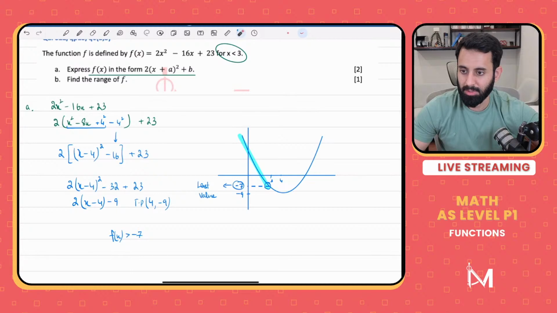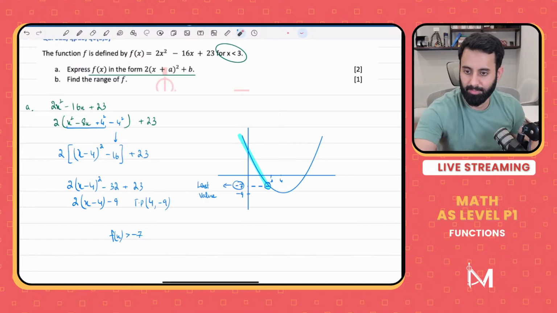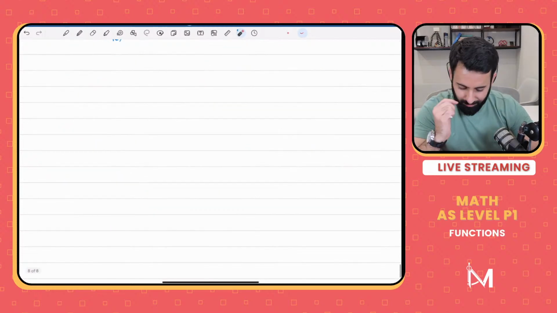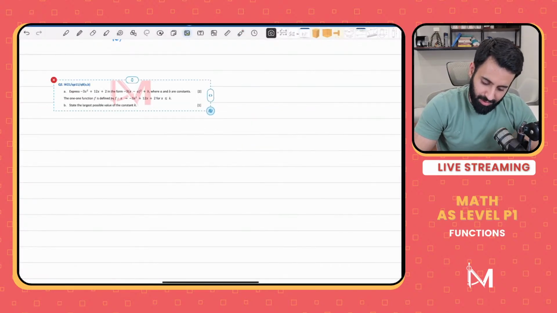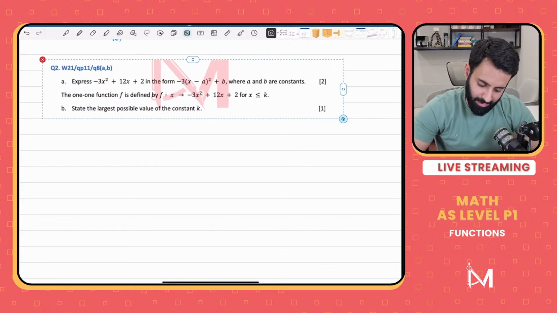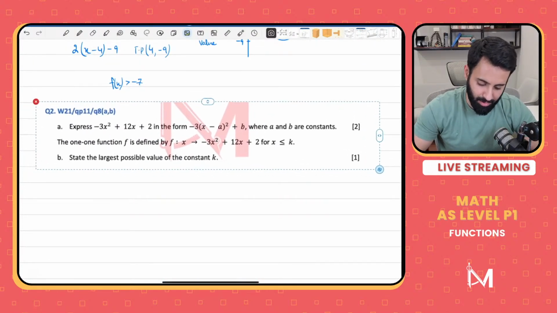Okay, let's do another question. Let's do another question from the worksheet. And here it is. Express minus 3x square in the form minus 3 into x minus a, the whole thing square plus b, where a and b are constants.